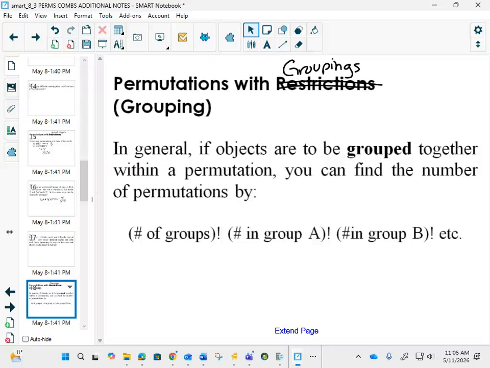Permutations with groupings. I had restrictions there, but I think it's easier if we just remember this as permutations with groupings. This is the idea of you want to arrange things, but you want to keep certain things grouped together. The strategy is count how many groups you have, arrange your groups first, then look inside each group and arrange how many ways you can do things inside each group. So we'll start with an example to sort of explain this.